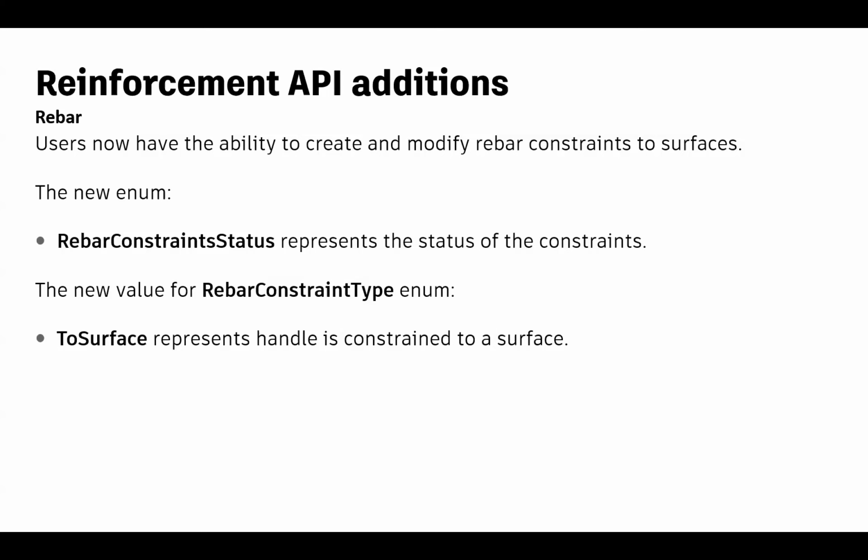Reinforcement API additions. Users now have the ability to create and modify rebar constraints to surfaces. The new enum, RebarConstraintStatus, represents the status of the constraints. The new value for the RebarConstraintType enum, ToSurface, represents that the handle is constrained to a surface.